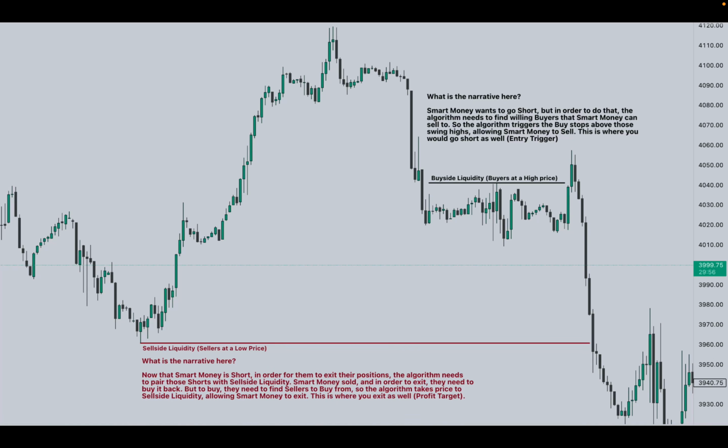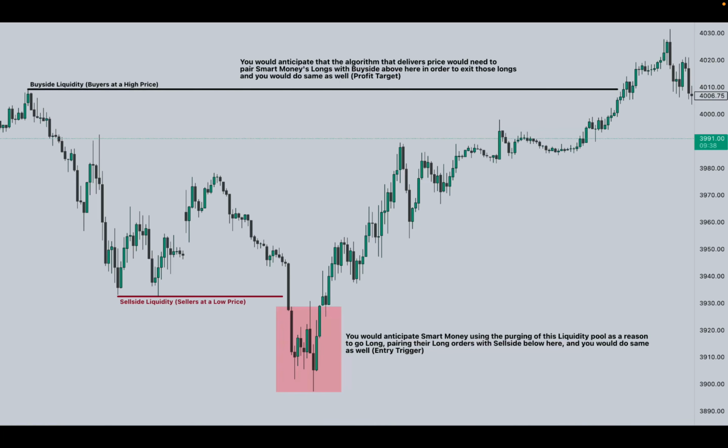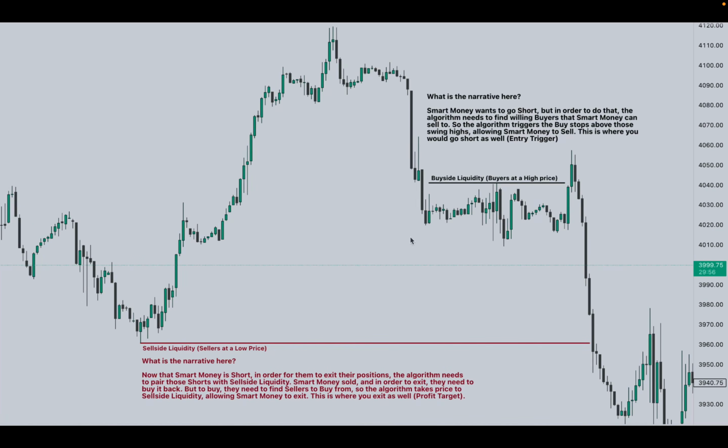So I showed you two examples. In this example, we have smart money going long once sell side liquidity is ran, and exiting once buy side liquidity is hit. In the next example, I showed you smart money going short once buy side is traded above, and exiting once we hit a pool of sell side liquidity. This is basically how you would use liquidity in your trading.